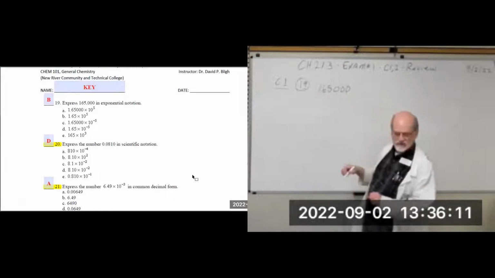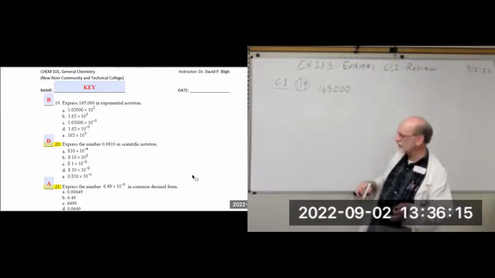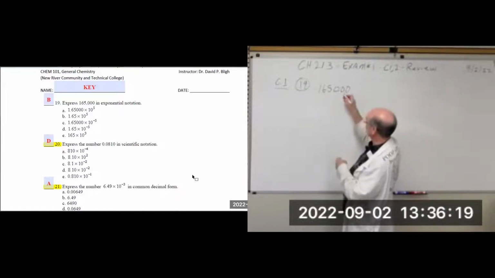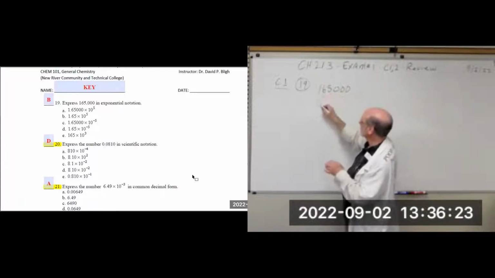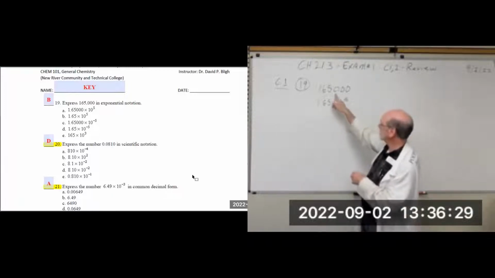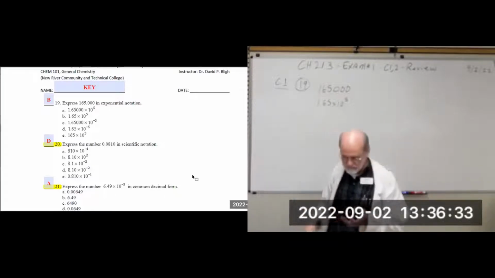How many significant figures? 3. Okay, so our understood decimal should go 1, 2, 3, 4, 5 if we want scientific notation. And 3 significant figures in both. So let's see, is that one of the answers? Yeah, that's a selection.